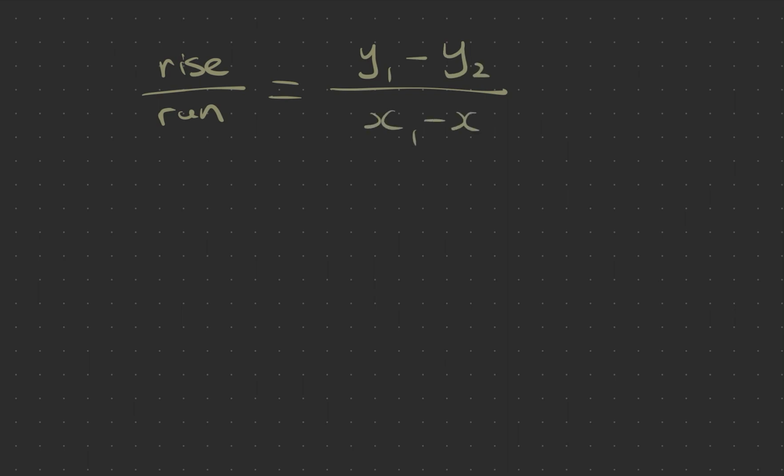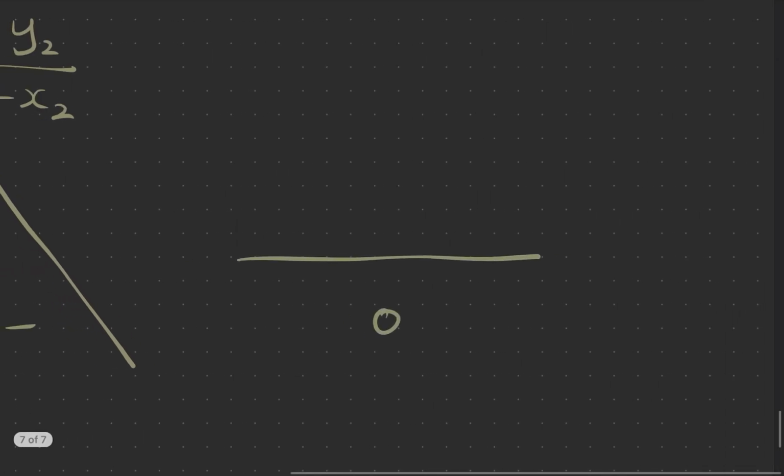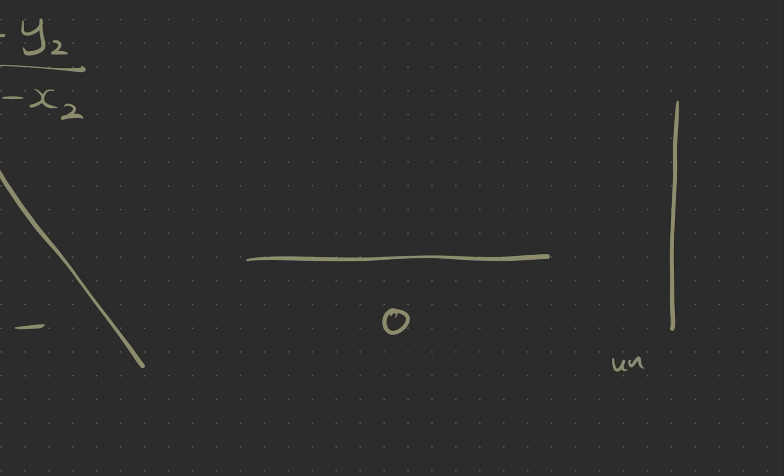So basically, when you're younger, you probably learned that the gradient is the rise over the run. For coordinate geometry, it's your y1 minus y2 over x1 minus x2. So if your gradient goes this way up, it's a positive gradient. If your gradient goes this way down, it's a negative gradient. If your gradient is just a horizontal line, then your gradient is just 0. And if your gradient is a vertical line, then it is therefore undefined.